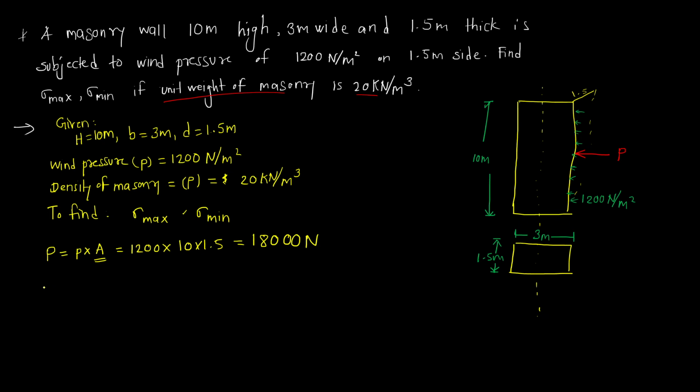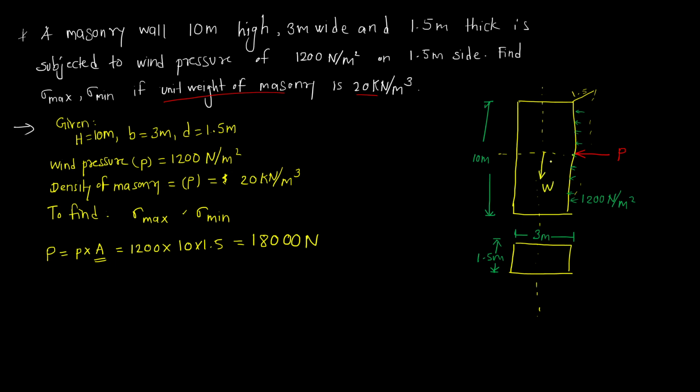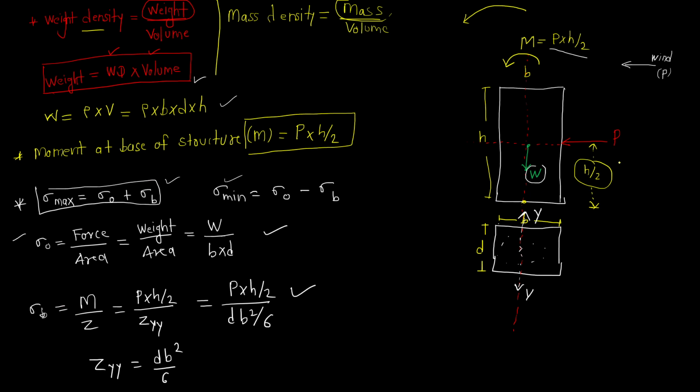Now next thing we have to see is the weight. What is the self weight of this? We'll represent the self weight by W. Now how to calculate this W? W is equal to density multiplied by volume. Density is given here as 20 kilonewton per meter cube. We'll convert it into standard SI unit, so 20 into 10 to the power 3, multiplied by volume. Volume is length into breadth into height. So we will get 900 into 10 to the power 3 Newton. This we can write as 900 kilonewton. So now we have got the P value and W value.